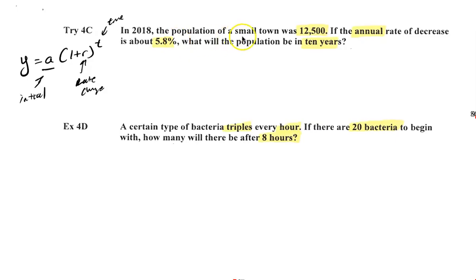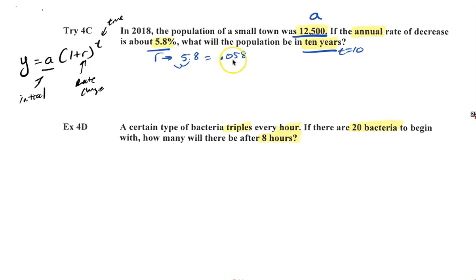So let's look at this first problem here. In 2018, the population of a small town was 12,500. If the annual rate of decrease is about 5.8%, what is the population in 10 years? Okay, a couple things here. That's my initial amount, that's my A in this case. Our annual rate of decrease, this is our R, and we'll talk about that. Let's move on for a second. The population in 10 years, so this is my T. T is 10. Just like before, I cannot put 5.8 in there. I have to make it a decimal. So 5.8, move it over 2 spots, 0.058 is my R.